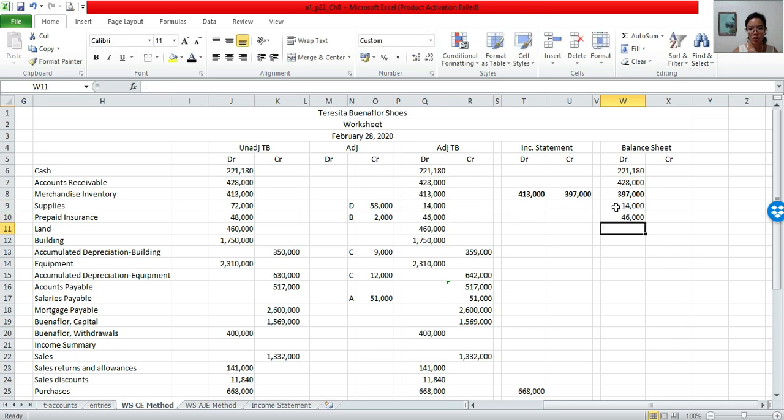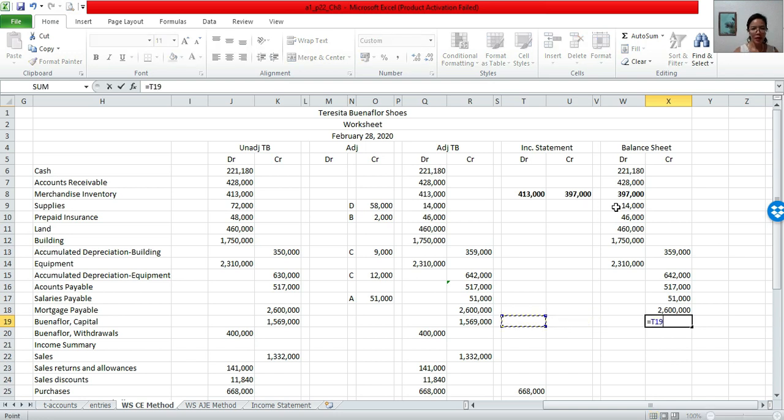Of course, we paid insurance as well, and then we have land, and then we have building, and then the contra account for building, and then we have equipment, and of course the contra account for equipment, and then we have accounts payable, and then we have salaries payable. We of course have mortgage payable, which is a non-current liability. Then we have the capital account, and then we have the drawing account, which is of course a debit.